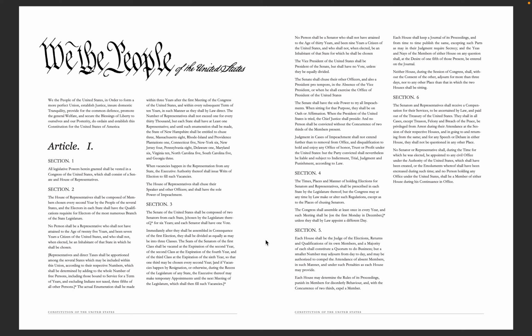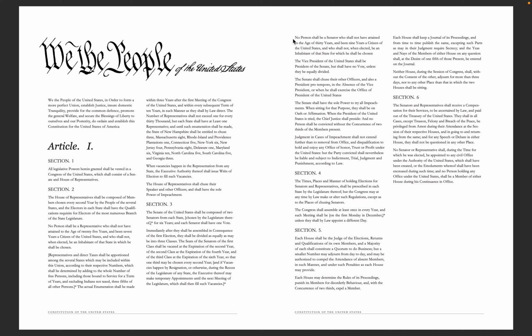That's what that means. And if vacancies happen by resignation or otherwise during the recess of the legislature of any state, the executive thereof may make temporary appointments until the next meeting of the legislature, which shall then fill such vacancies. This essentially means governors can appoint people to vacancies, and then a special election will occur so that the people can choose who represents them in Congress. But the 17th Amendment took the state legislature out of the process.